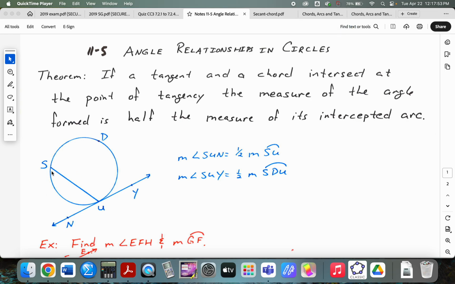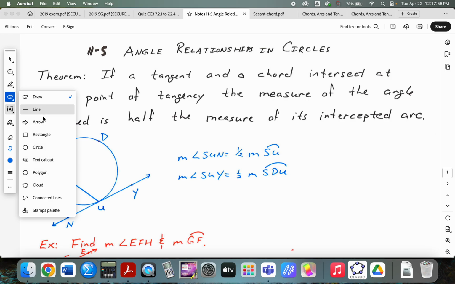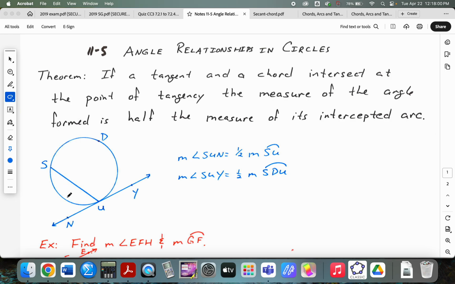What do those two arcs add up to? This arc over here, 360, right? And what do these two angles add up to? Does it make sense that each angle should be half of the arc? It does. Okay, and that is what happens here.